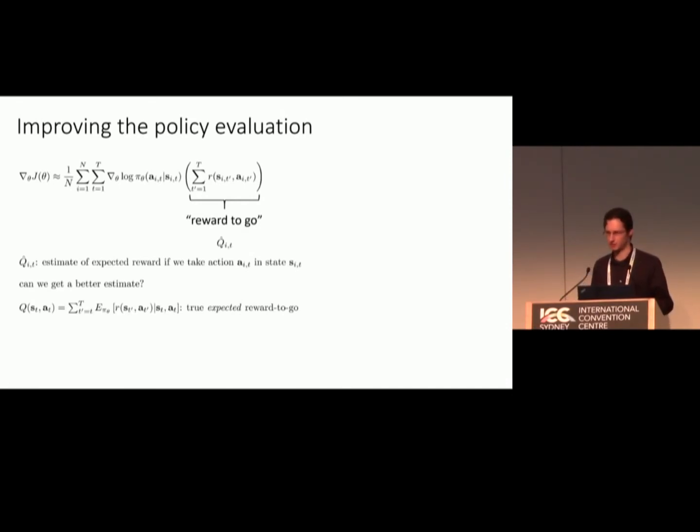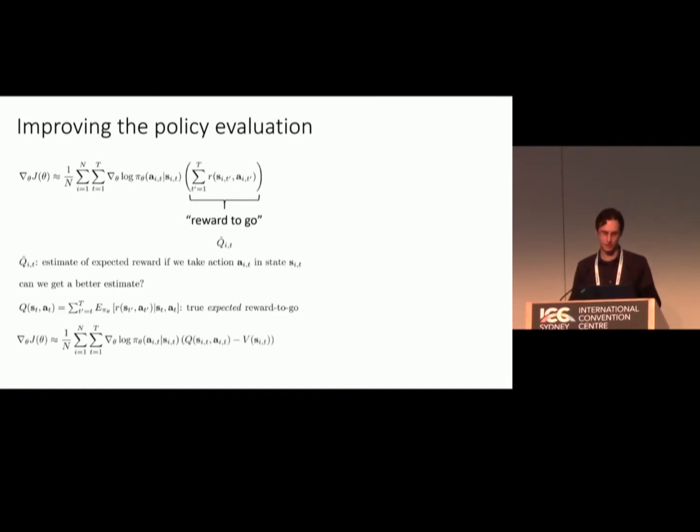So can we get a better estimate? A single sample estimator is not very good. It's going to have pretty high variance. It is unbiased in this case, but it will have high variance. If we can somehow compute the true expectation by integrating over all possible trajectories starting in that state and action, then again we'll have a lower variance policy gradient, and we'll be able to learn faster and take bigger steps. So if we had access to the true expected reward to go Q, we could just substitute that in instead of Q hat, and we'd have a better policy gradient.